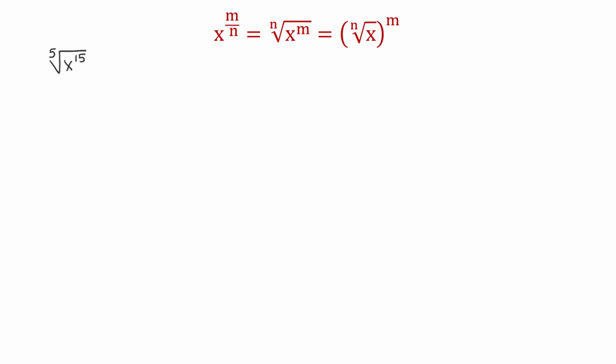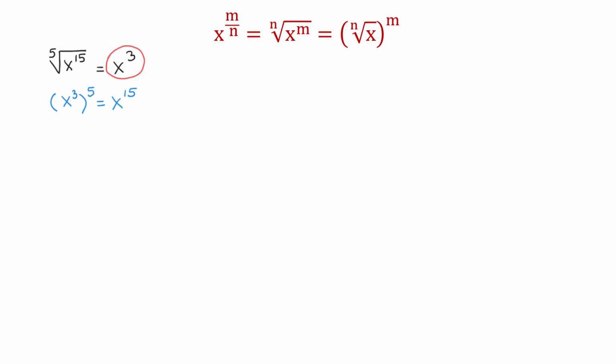To simplify this, we need to find an expression that we raise to the fifth power to get x to the 15th power. That expression will be x cubed. And this is because if we multiply these exponents, we need to get 15. So then, we can say that the fifth root of x to the 15th power is x cubed. And notice that to get this exponent 3, we can also just divide 15 by 5.